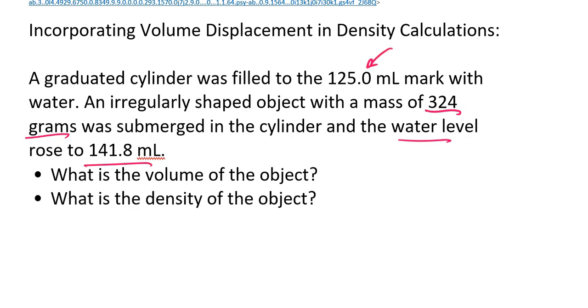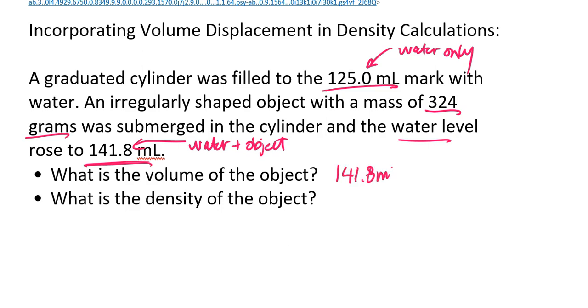Well, the 125 milliliters is the water only. The 141.8 milliliters, that's the water plus the object. So if I subtract the 125 milliliters from the 141.8 milliliters, then I should have the volume of the object by itself. So this would be 141.8 milliliters minus 125.0 milliliters. If I do that math, I should get 16.8 milliliters.